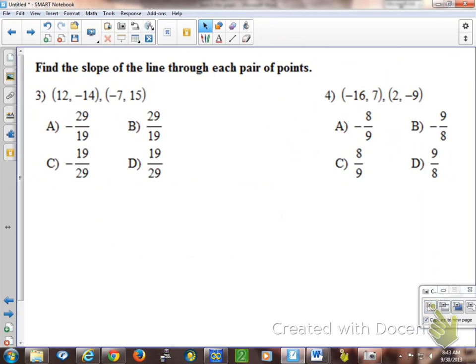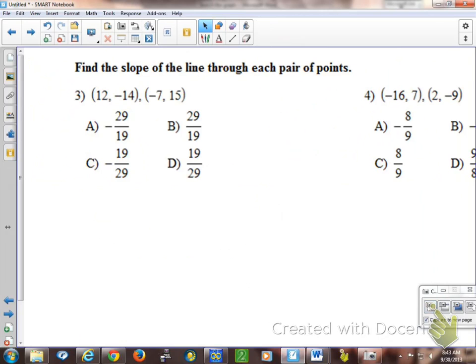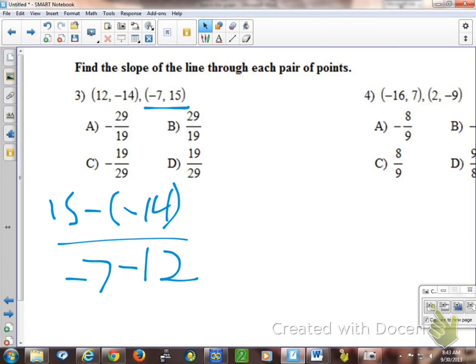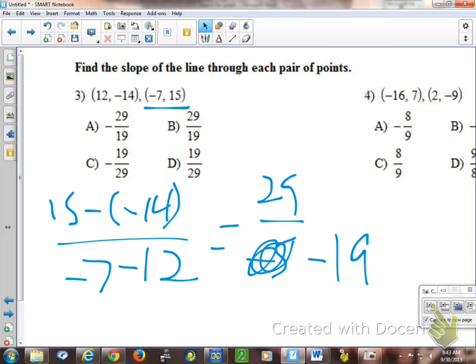Let's see. I'll use this coordinate first. Oop, just kidding. This coordinate first. 15 minus negative 14 over negative 7 minus 12. 15 minus negative 14 is 15 plus 14. Negative 7 minus 12 is negative 19. So negative 29 over 19, and that one would also be A. We've already done 3 of these. I'm not going to bother doing number 4. Questions? Okay.